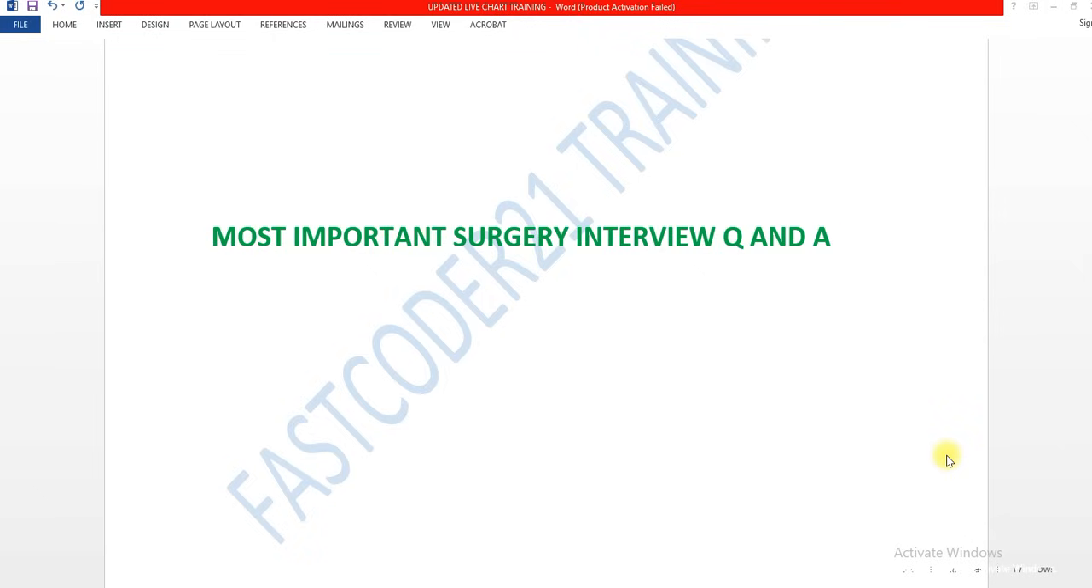So next, these are enough. So what is bunion? Where do you see a bunion? In the big toe. Yes, perfect. So bunion is the abnormal angulation of the big toe. So what is the difference between bunion and bunionette? You will see a bunion on the big toe, and a bunionette on the small toe. So that is the difference.